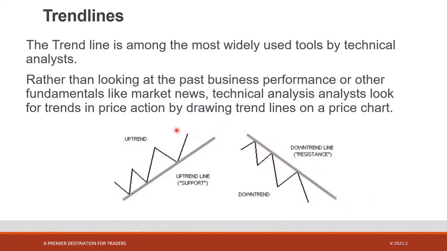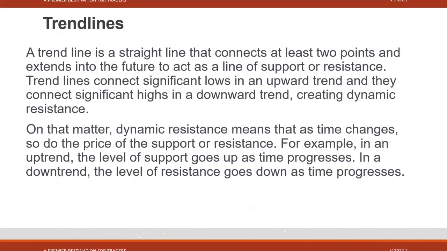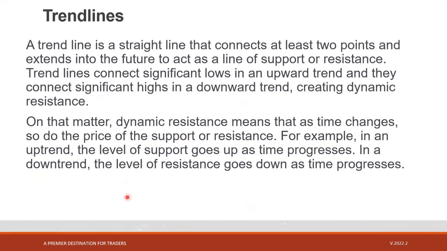Now, a trend line gets broken just as support and resistance get broken, and it could serve as the opposite in the other direction. A trend line is basically a straight line that connects at least 2 points and extends into the future. So here's the key point: it connects at least 2 points, and then we draw it so it extends into the future so that we see what happens the next time price gets to that point. A trend line connects significant lows in an uptrend, and significant highs in a downtrend, creating somewhat of a dynamic resistance or support.